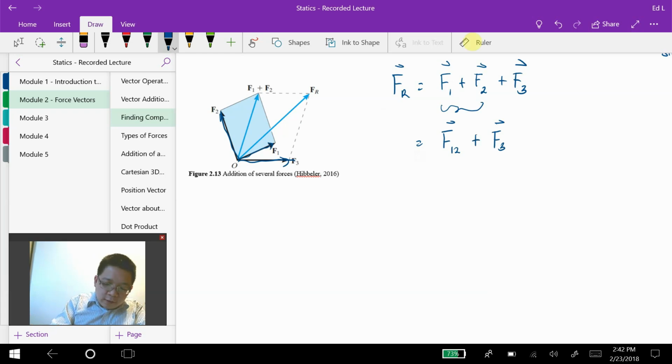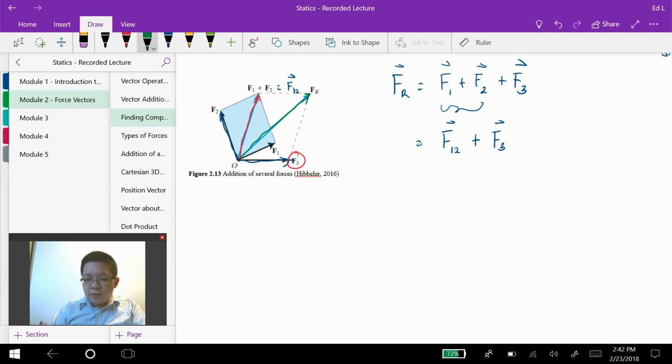So if we label F12 in here, F12 is equal to F1 plus F2, which is basically the vector right there. And then you can find FR by adding F12 with F3 over here, and after that you get the final vector in here, which is FR right there.